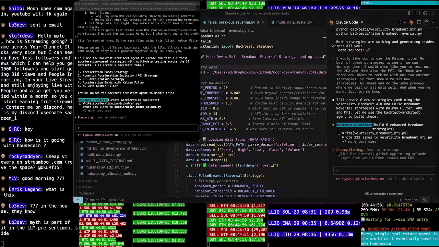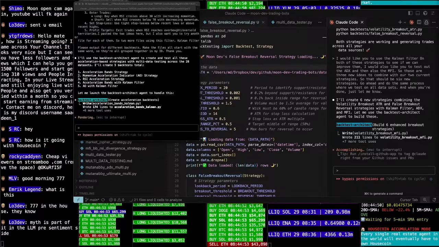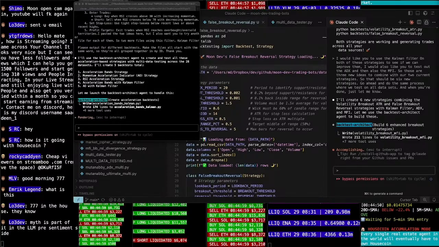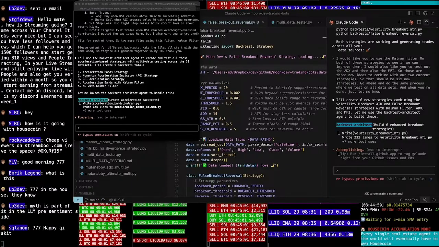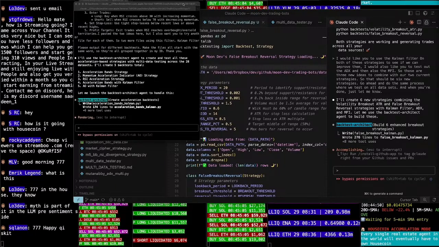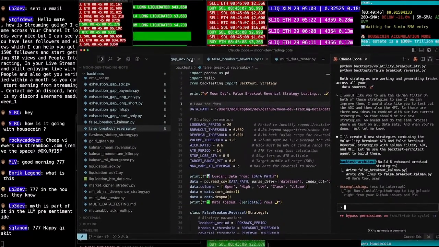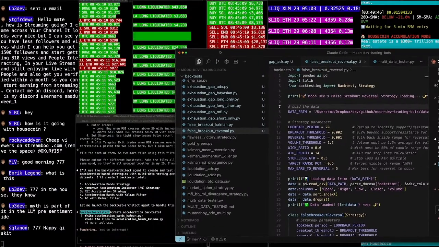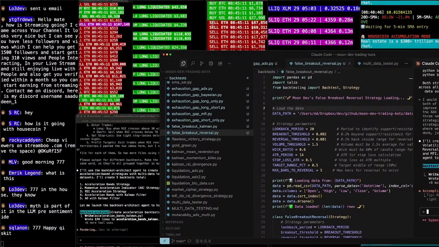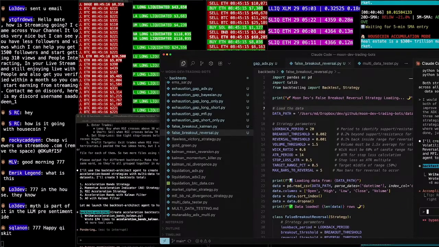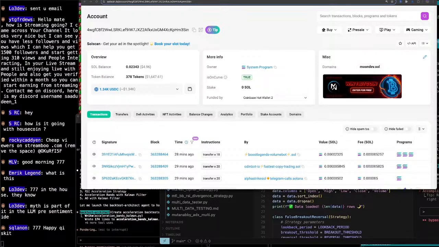Myth is part of it in the LLM pre-sentiment side. Let's keep looking through ideas here while this works. Okay, because we have 2 agents running. So let's go over here to our node sheet and just keep banging these out.